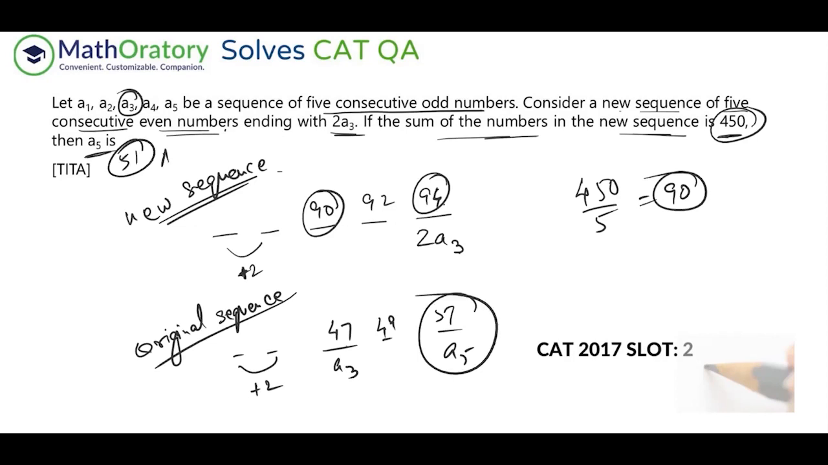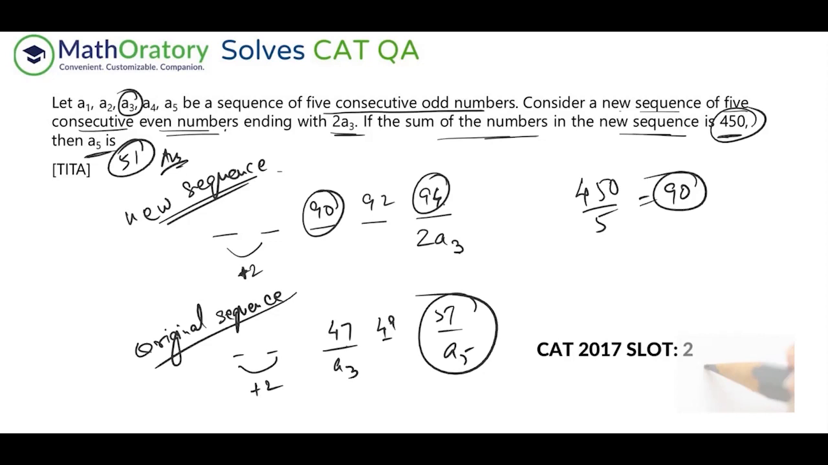So I hope you understand that if you work with averages in AP, this becomes a very fast problem. It hardly took me 20 to 25 seconds to solve this particular problem, including the reading time. As I'm reading, I don't have to explain it to somebody, right? I can locate that A3 is the average. When I'm looking at the even numbers, 2A3 ending, I don't need to work with that as of now. Sum of numbers is 450. As soon as I read that, I get that 90 is the middle term here.